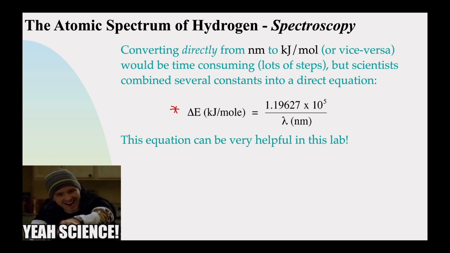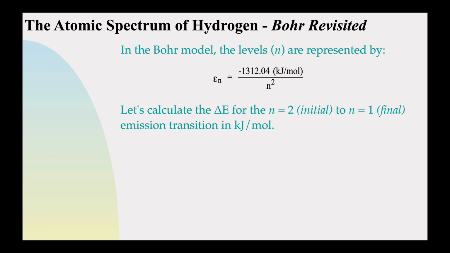And likewise, if you have the energy in kilojoules per mole and you want to know what wavelength that corresponds to, you can plug it in to get it out. This is going to be super helpful to us as well. There's nothing wrong with going through the individual steps, but you'll see there are quite a few. This is just kind of a one-stop shopping version where it's really nice. We'll see examples of how this works here in a little bit. In the Bohr model, the energy levels, the n values, have an energy associated with them.